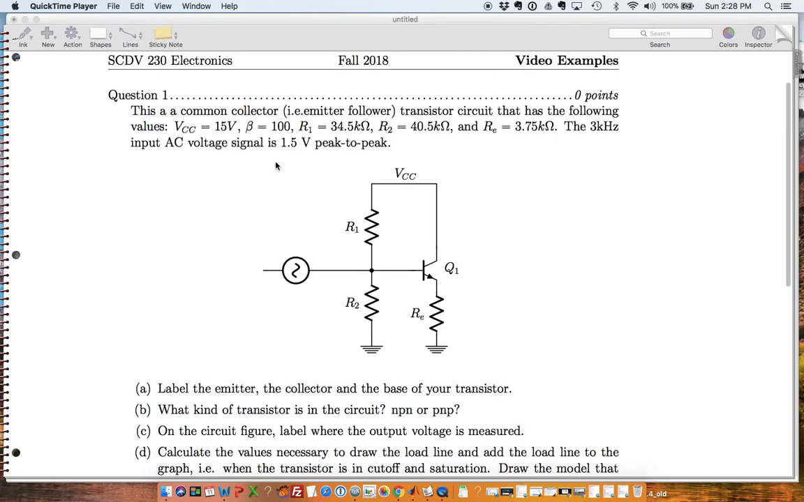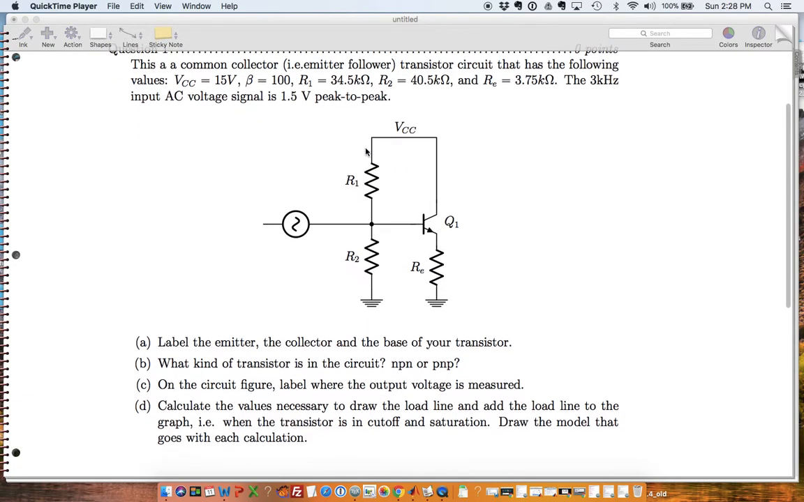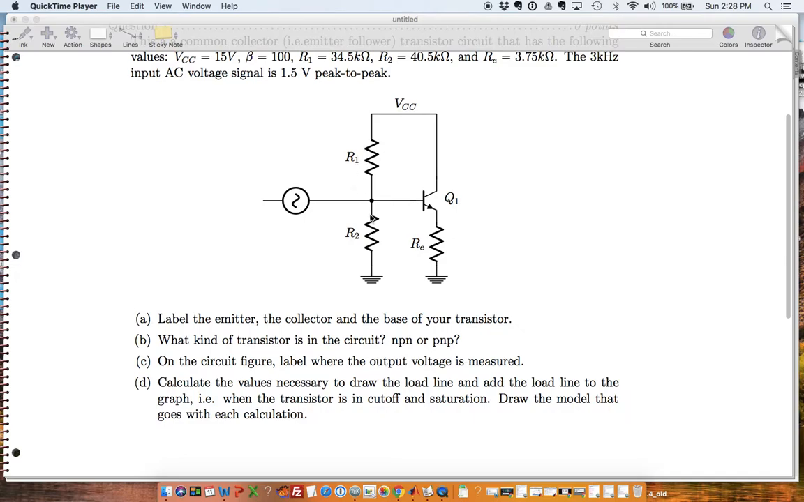So this is a common collector or emitter follower transistor circuit. And the values in the circuit are given right here in the words of the problem. So we're going to just start with part A. We're going to label the emitter, collector, and the base of our transistor. So this is our collector, this is our base, and this is our emitter.